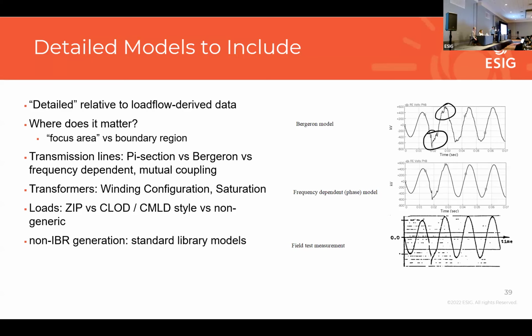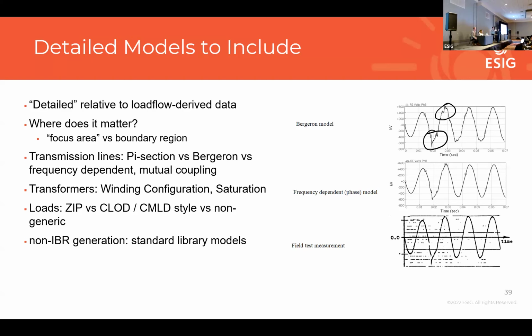So this is not uncommon. Bergeron models don't really take into consideration the skin effect of the conductor, so their damping at high frequency is generally underrepresented. That's something to keep in mind with transmission line models: it makes a difference, especially for damping at higher frequencies, which model you choose.